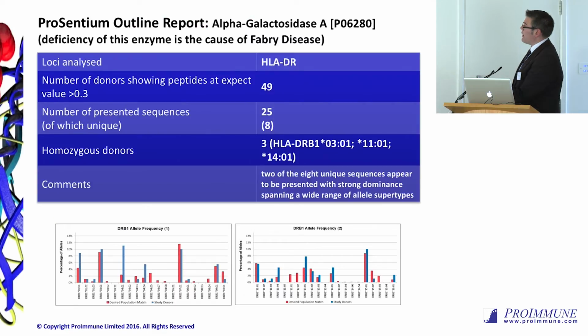And as an example of that, we've got some data here for alpha-galactosidase. The deficiency of this enzyme causes Fabry disease. And so here we actually find, looking at a large panel of donors, that we identified 49 donors that have significant hits. And it turns out that there are 25 presented sequences, of which 8 were unique. And of our donors, we have 3 homozygous donors, so we even know the specific HLA type that these peptides are presented on.